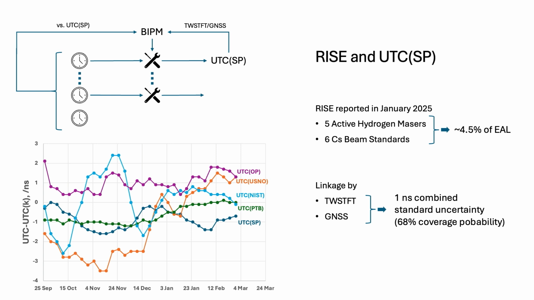We report 5 active hydrogen masers to BIPM and 6 cesium beam standards, or at least we did in January. And this then gives us approximately 5.5% weight of the ensemble atomic time. And we have a linkage with the two-way satellite time and frequency transfer and GNSS. And this gives us a combined standard uncertainty of 1 nanosecond. So these points that we see in the graph, they have a 1 nanosecond uncertainty of where they are.